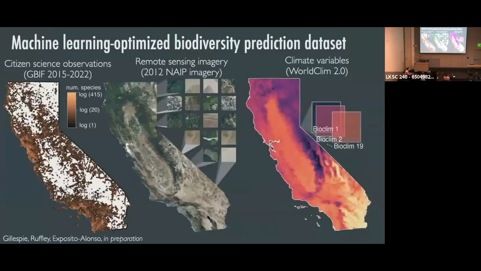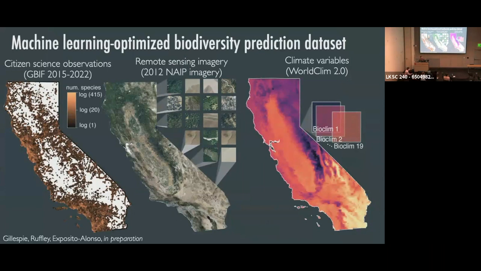So the first thing we did was we built a machine learning optimized biodiversity prediction data set. On the left, you can see those citizen science records from across the state that I mentioned. Each one of these little dots is a picture that someone has taken of a plant and uploaded to the iNaturalist website. The color is just the density of observations in that area, since there are too many to plot without breaking the computer screen.